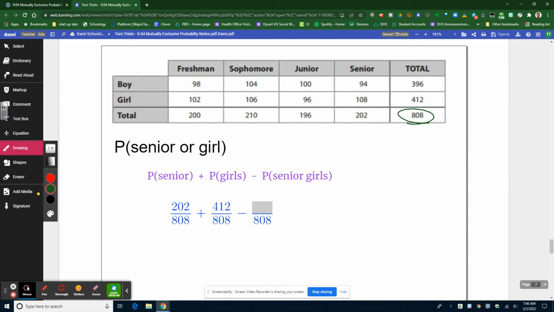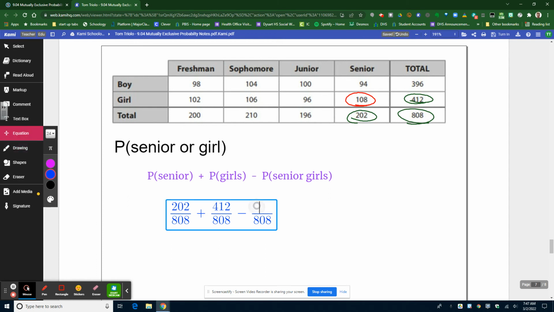Whoopsies. We've already counted the seniors, and we've already counted those are girls. I already counted the seniors. What we need to do is, since we've counted the senior girls twice, we need to subtract them out, okay? So that's why we put that minus piece in there. So we have to subtract out the overlap so we don't count them twice.